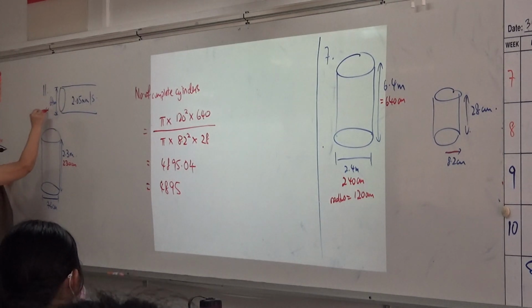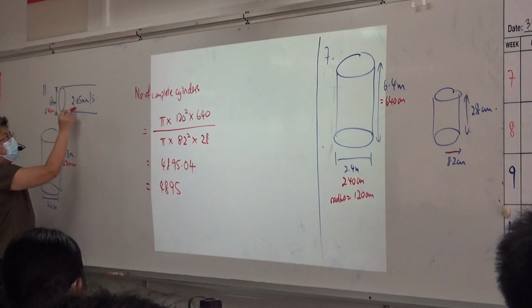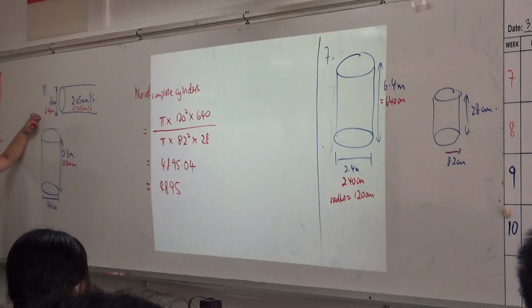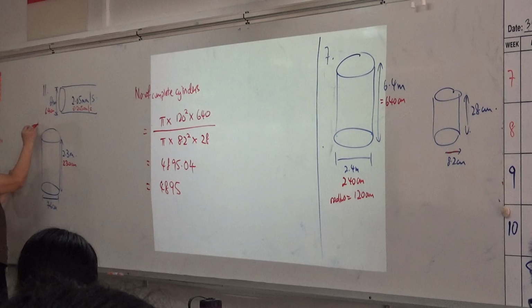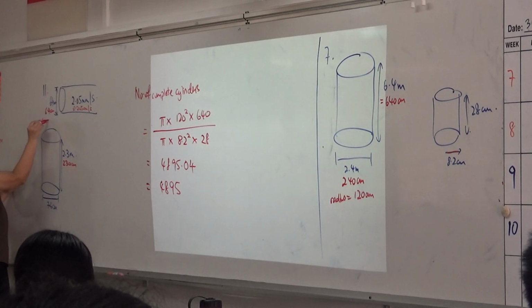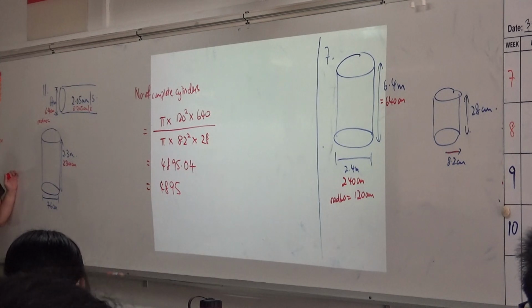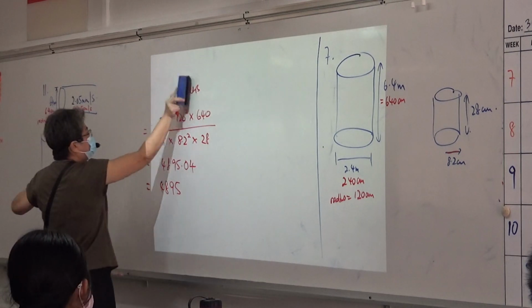6.4 cm, right? How about this? 0.205 cm per second. Now, 6.4 is the diameter, right? What is the radius? If 6.4 is the diameter, what's the radius? 3.2. Okay, I'm going to write down the answer.